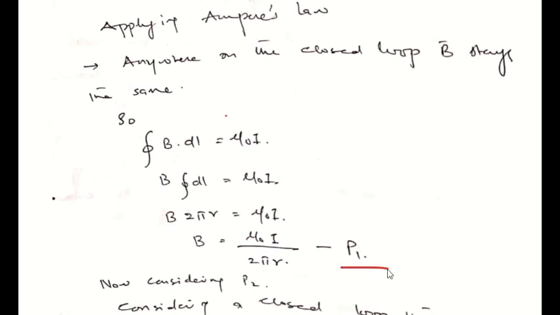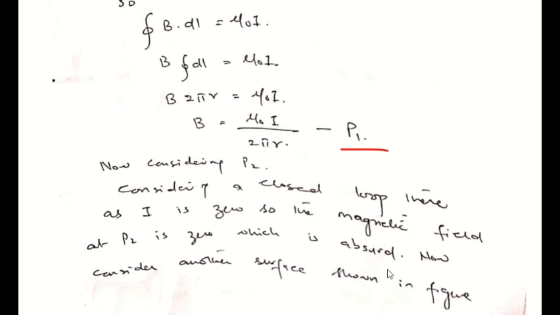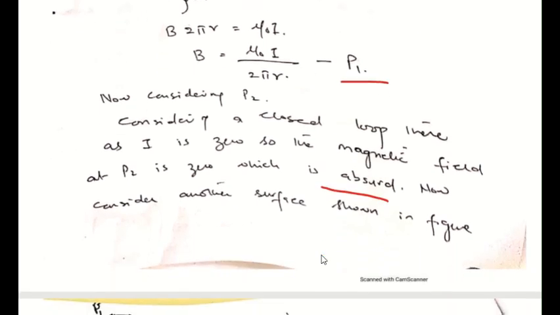This is for P1. Now considering P2, considering a closed loop there, as I is 0, the magnetic field at P2 is 0, which is absurd. There has to be a magnetic field. We cannot say that there is no magnetic field at point P2. So what is the mistake that we are making over here?